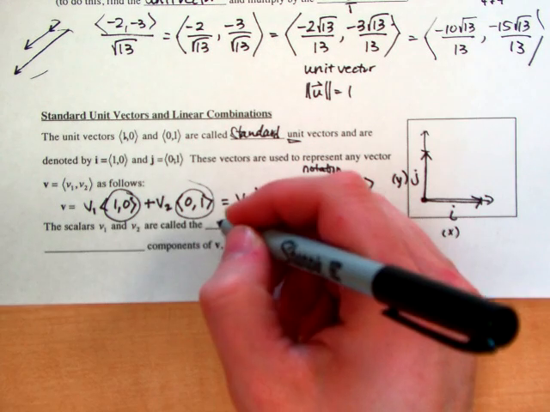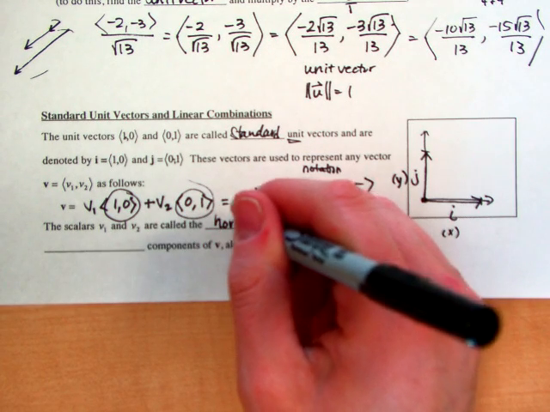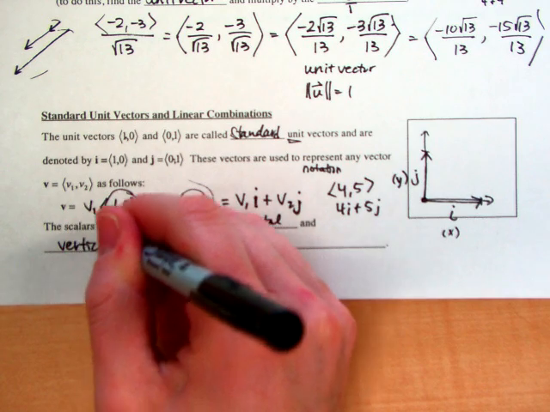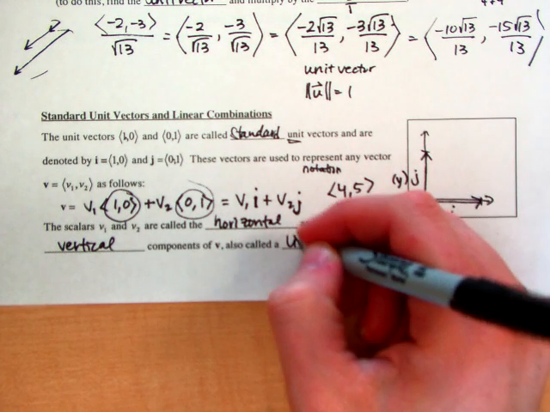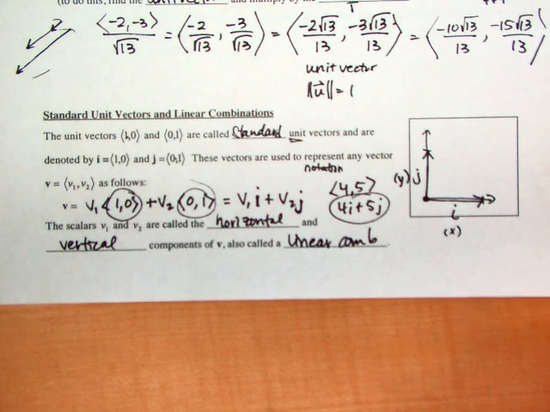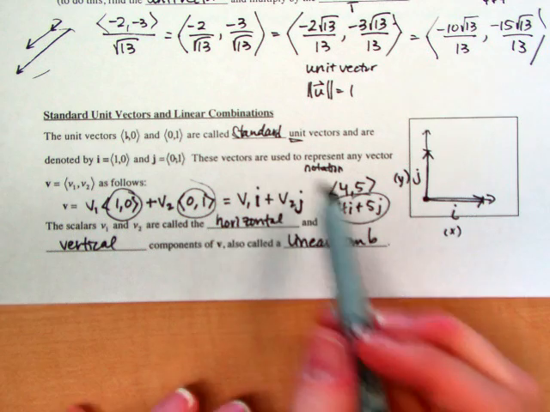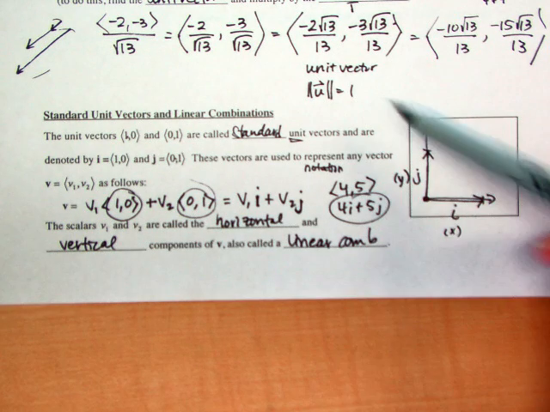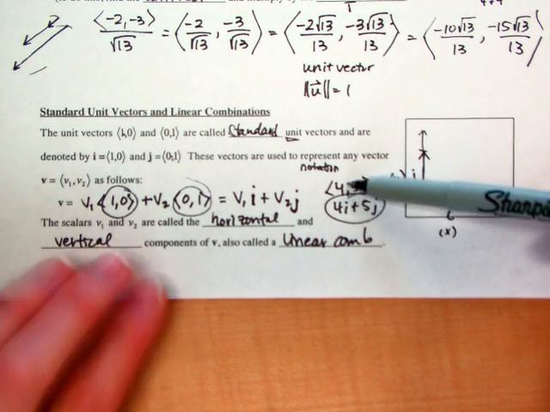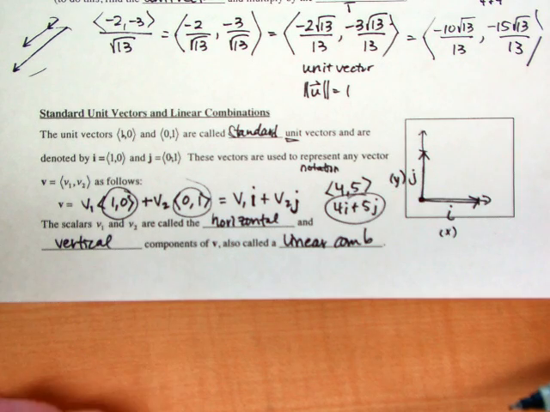So these scalars are called the horizontal and vertical components. And this whole thing is called a linear combination. When I take two things and add them together, we're talking about a linear combination. Again, this is just notation. There was no math here. If I want to change from component form to linear combination, I just get rid of the bent parentheses, add a plus, and some i's and j's, okay? Other side.